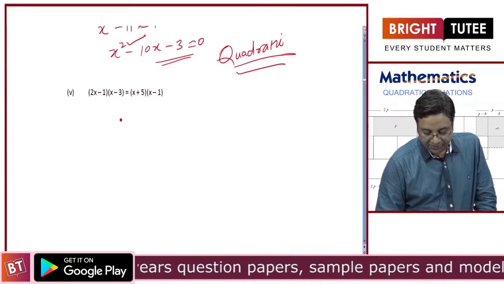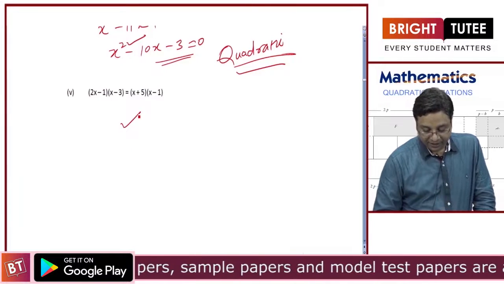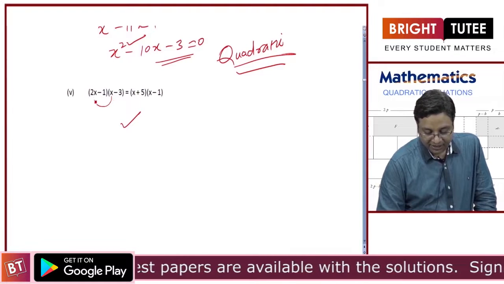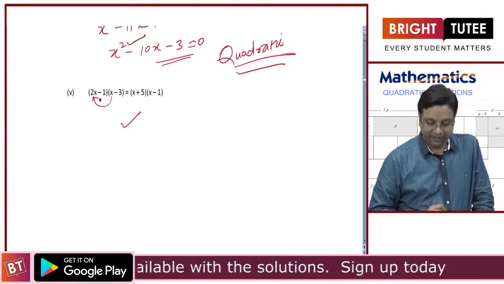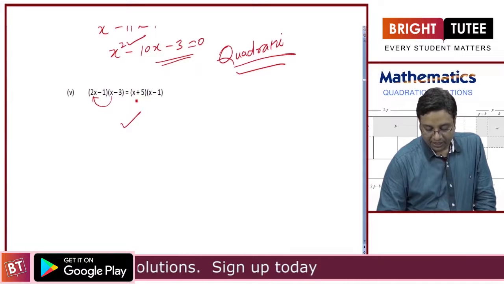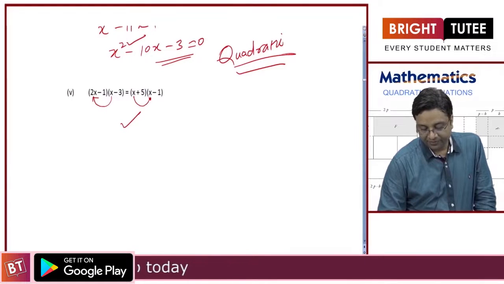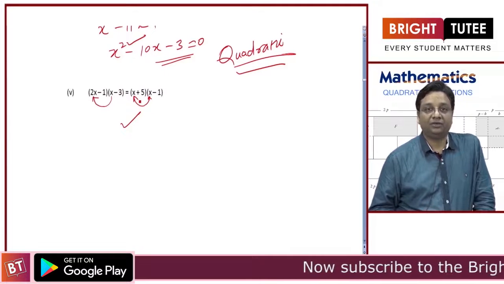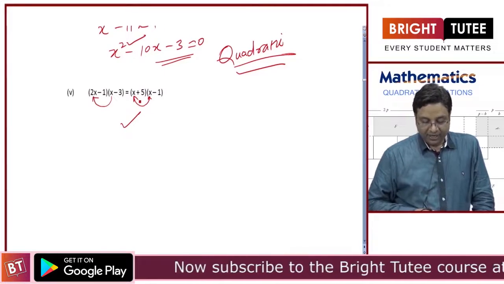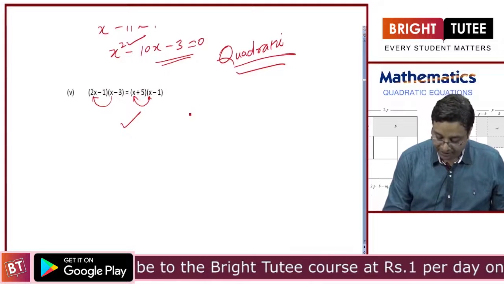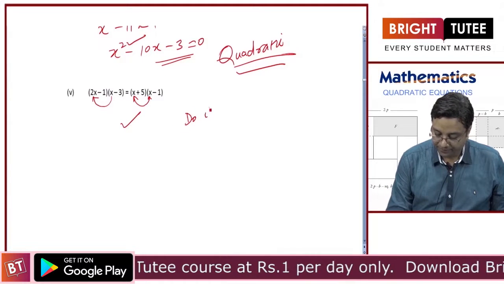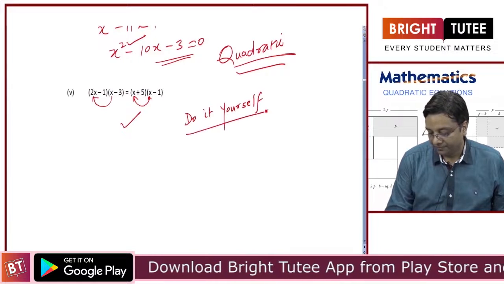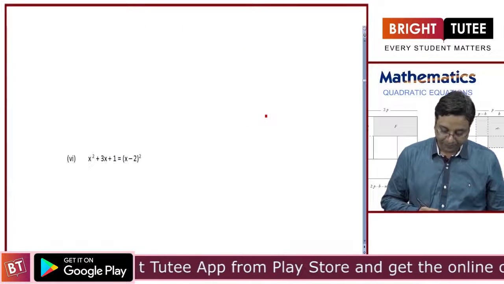Similarly, I will leave this one for your practice. Prima facie you can see that x square will get created by this multiplication on the left hand side, which will give me 2x square. On the right hand side, I will have only 1x square. So you can imagine what kind of equation this will be, and do it yourself as your practice.